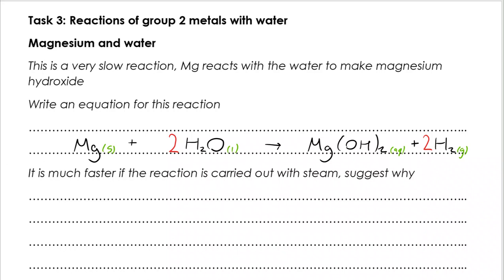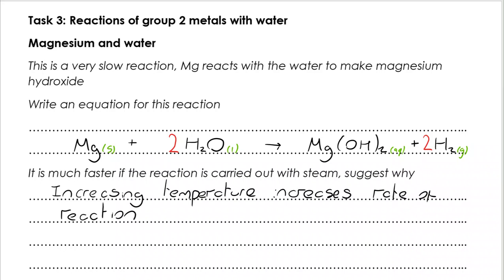So it is much faster if we do this with steam rather than cold water. Why would that be the case? Well, this takes us to the kinetic topic, to rates of reaction. And what I'm hoping that you recognised is that increase in temperature does cause an increase in rate of reaction. Approximately 10 degrees Celsius increase will lead to a doubling of the rate of reaction.